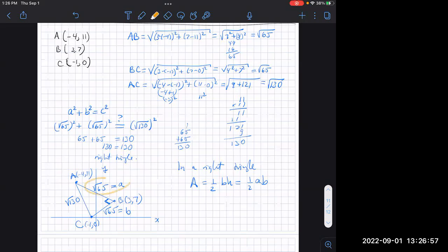So just use A, square root of 65, and B, square root of 65, to find the area. Okay, so what is the area? Half of square root of 65 times square root of 65? Yes, which is half of 65, or 65 over 2 square units.